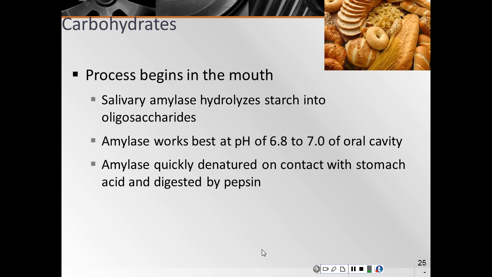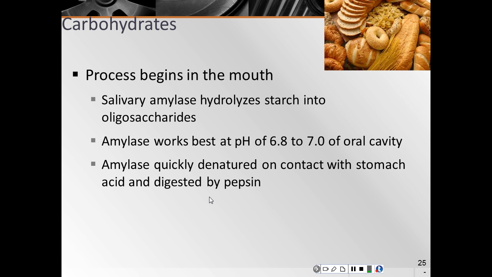Okay, let's make sure I didn't skip anything. Okay, here we go. Beginning in the mouth, we have the salivary amylase, which hydrolyzes starch into these oligosaccharides. This enzyme basically breaks down the starch into oligosaccharides. Now this salivary amylase functions best at a pH of 6.8 to 7, typically found in the mouth.